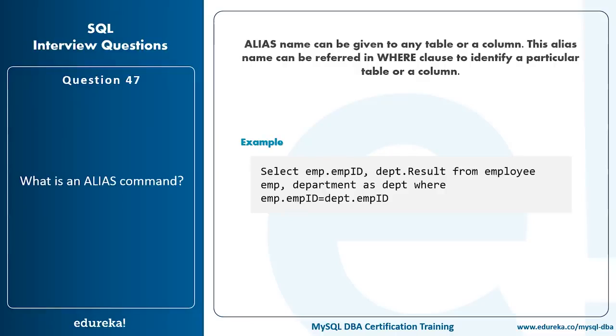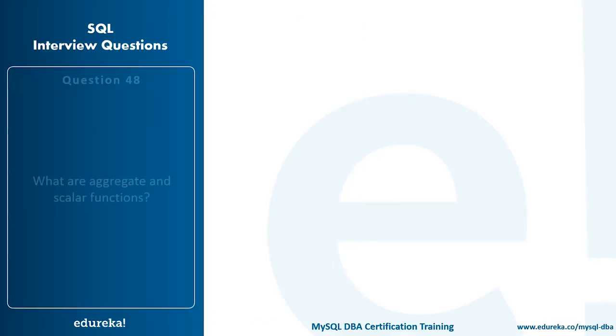For example, if you see on the screen, you see a query like select m.employee.id, department.result from employee emp, department as dep, where m.employee.id is equal to department.employee.id. What I've done over here is given an alias name to the employee table as m, and for the department table, I've given an alias name as dept. So that's how you can use the alias command, guys. Let's move forward to the next question now.